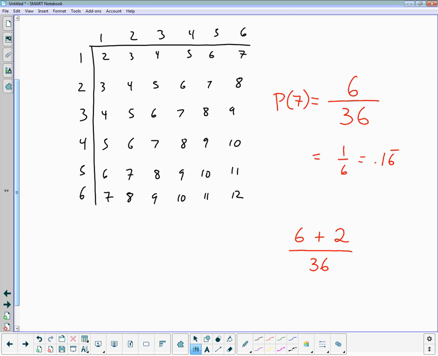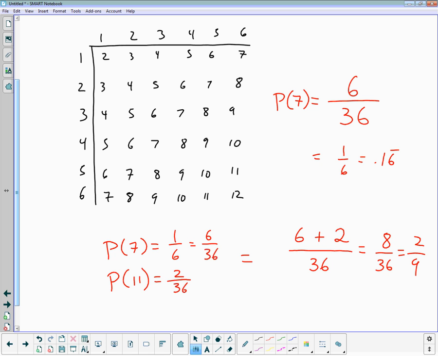I could have also said it this way. The probability of getting a 7 is 1/6. The probability of rolling an 11 is 2/36. So, adding them up, I wind up with 2 ninths.